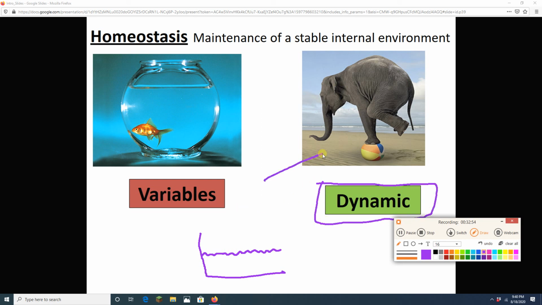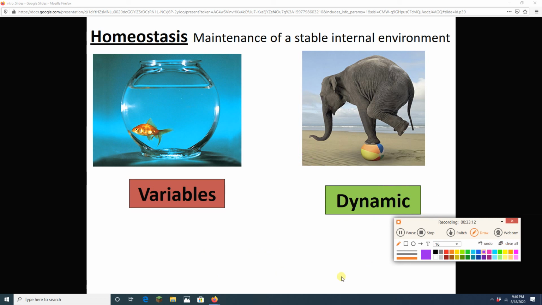It is a balancing act. Things go up, they come back down. Things go down, they go back up. Maintaining a stable internal environment is homeostasis. All right, let's keep going.